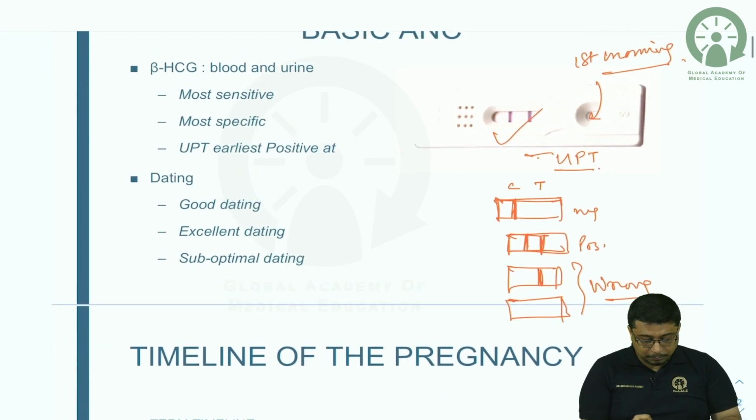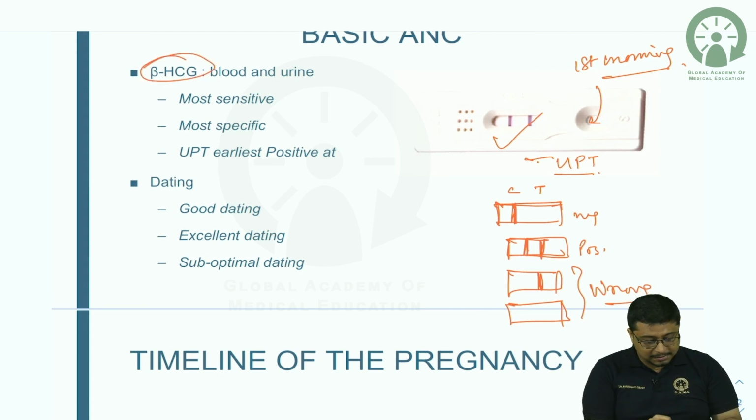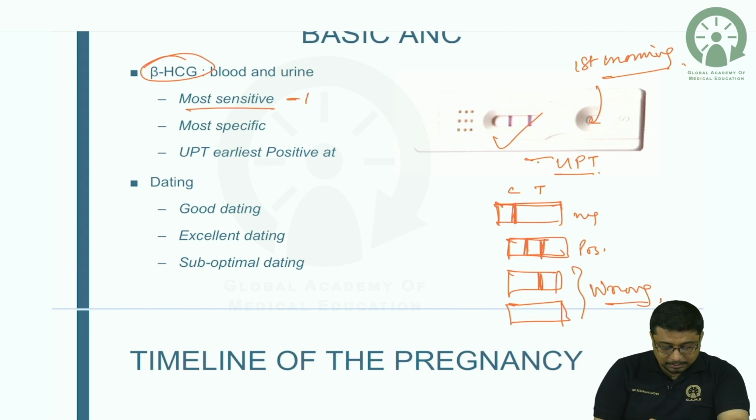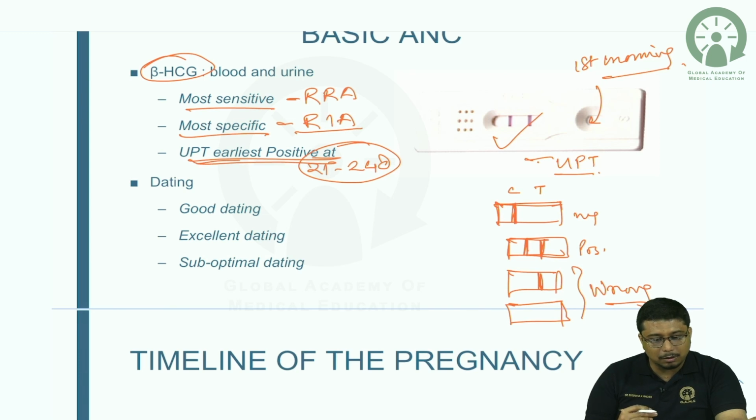So what we try to detect here in the urine pregnancy test is the beta HCG level of urine, right? And beta HCG level of the blood is the most sensitive investigation. Most sensitive is a radio receptor assay, and most specific is a radio immunoassay of beta HCG of blood. UPT is earliest positive, remember, at 21 to 24 days of last menstrual period. So it comes before a missed period. UPT precedes the missed period, right?